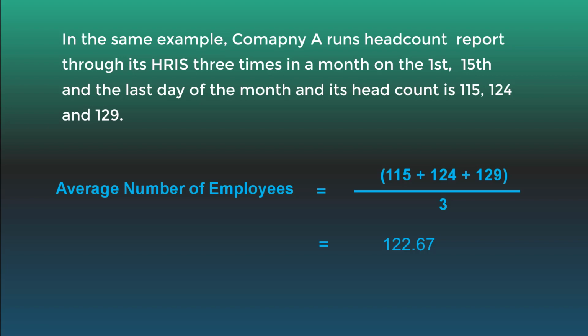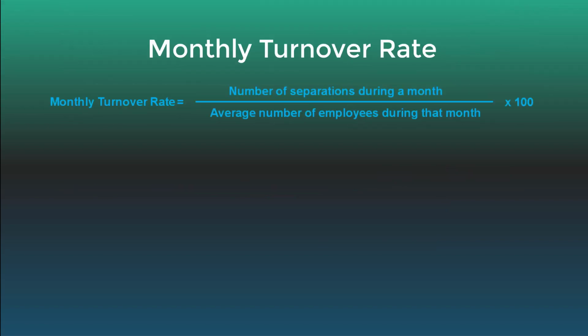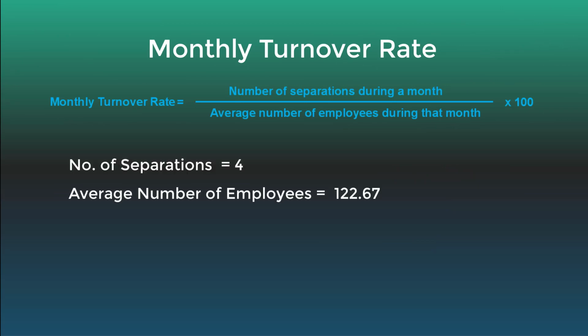So in company A, there are 4 separations in a month and the average number of employees is 122.67 during that month. Now we use the formula to find the monthly turnover rate. We simply divide 4 by 122.67, and for this example, the turnover rate turns out to be 3.26%.